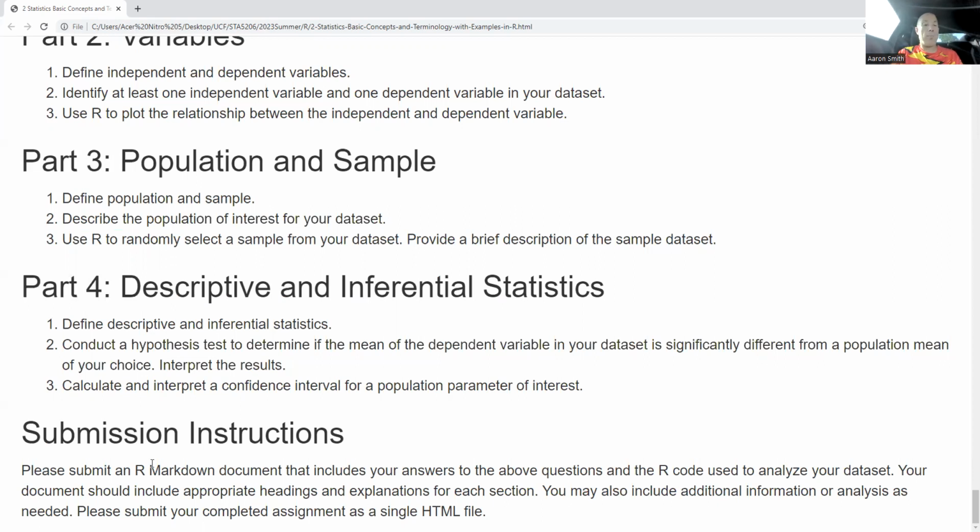Now, when you submit, please submit an R Markdown document that is an HTML file. HTML files look really good in Canvas.